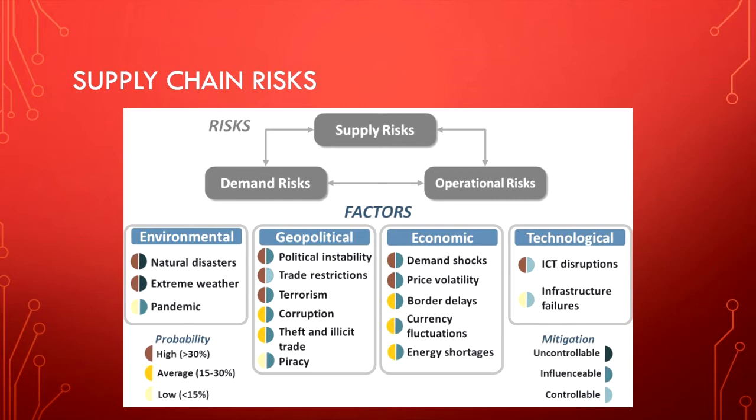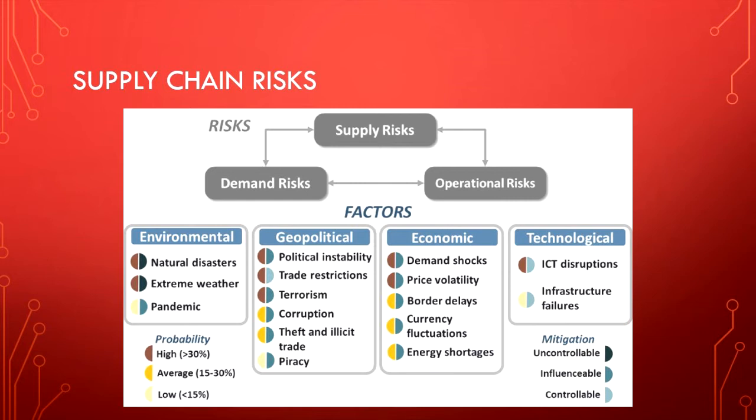Now, if you take a look at the diagram we have here, we have supply risks, operational risks, demand risks, and you see the factors we have there: environmental, geopolitical, economic, and technological. The graph is broken down into the probability, with red being high, over 30%, orange or yellow being average between 15 and 30%, and low being below 15%.